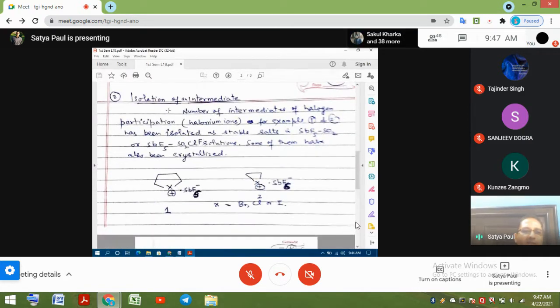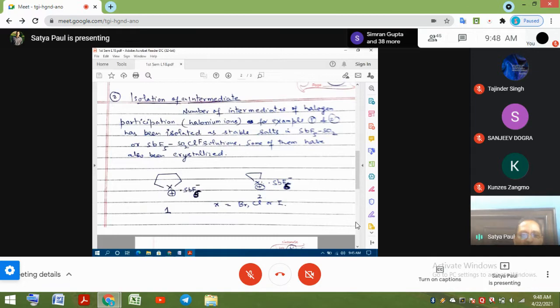Then another evidence is the isolation of an intermediate. So we have a number of examples where intermediates can be isolated. One intermediate is the 5-membered ring containing X, or the 3-membered ring containing X, and this X is halogen. So we have a number of intermediates of halogen participation. Here halogen is acting as a neighboring group participation.